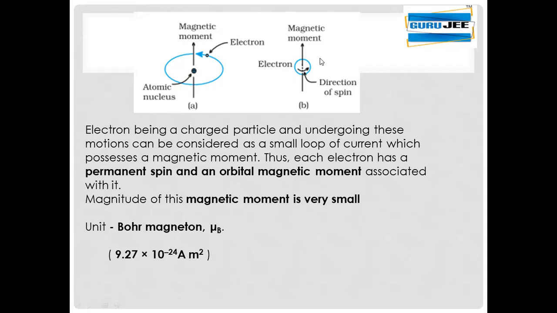Like Earth rotates about its own axis. So this rotation will give an orbital magnetic moment. These 2 types of motion will make an electron a magnet. It is due to these 2 types of motion that an electron can show some magnetic properties. And the unit of magnetic moment is the Bohr magneton, mu B. Okay, this was our first portion.